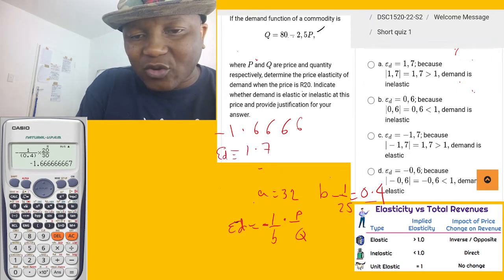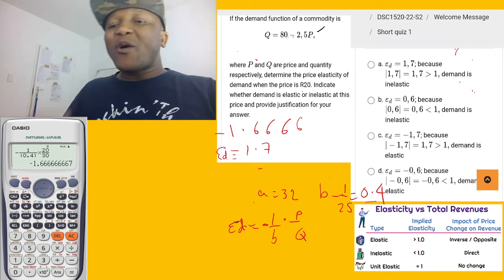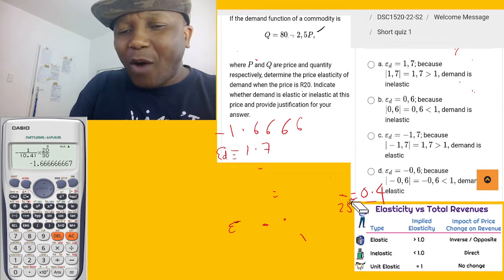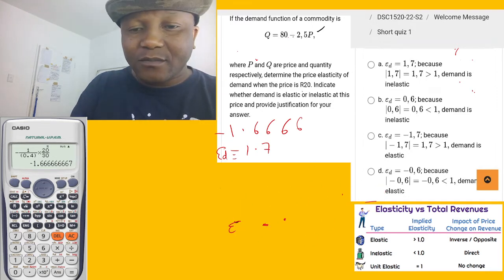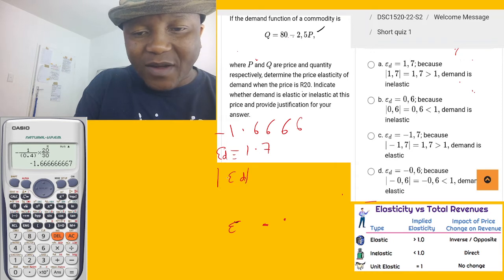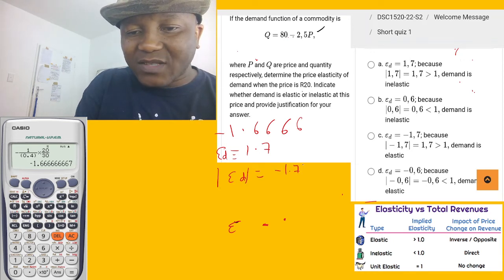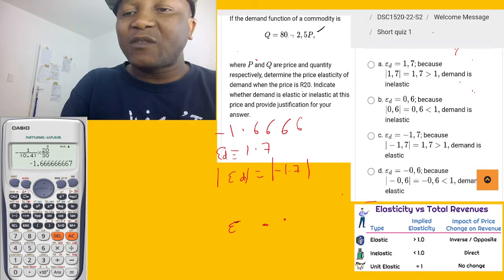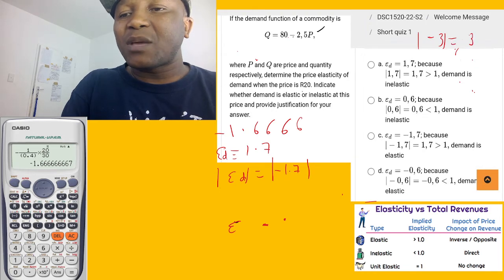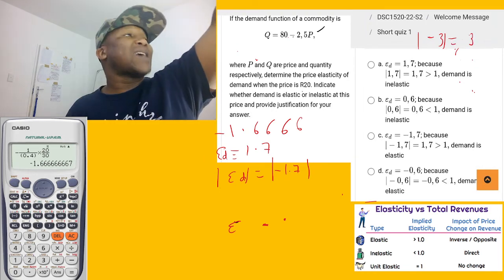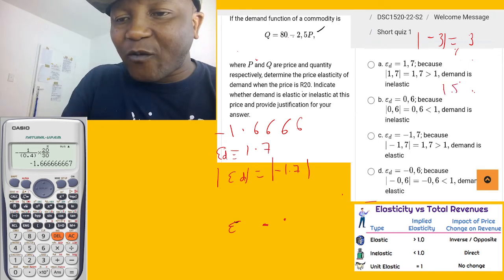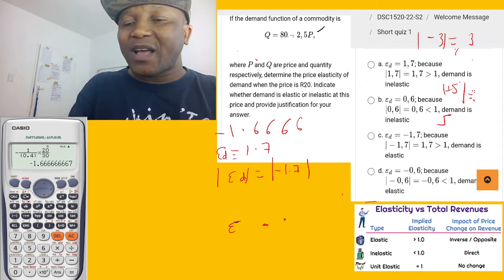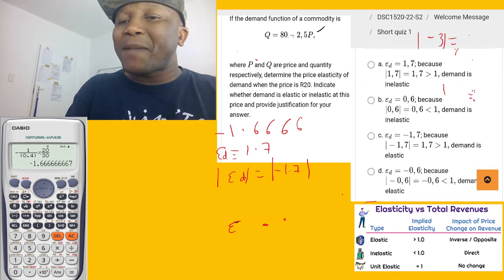Remember here, elasticity of demand is equal to negative 1.7. But for your final answer for elasticity, you must find the absolute value. I'll tell you why we have to do it. Elasticity of demand, you must find the absolute value of 1.7. Anything that comes out of absolute value must be positive. For example, if somebody gives absolute of negative 3, the answer is positive 3. The absolute value removes the sign. If it was absolute of positive 5, it's already positive, so the answer is 5. But if it's negative, it must come out as a positive.